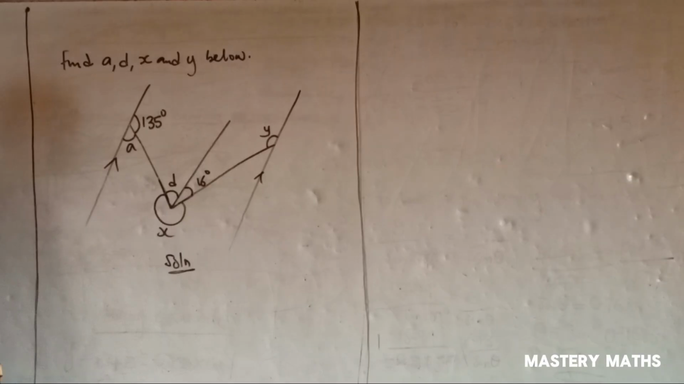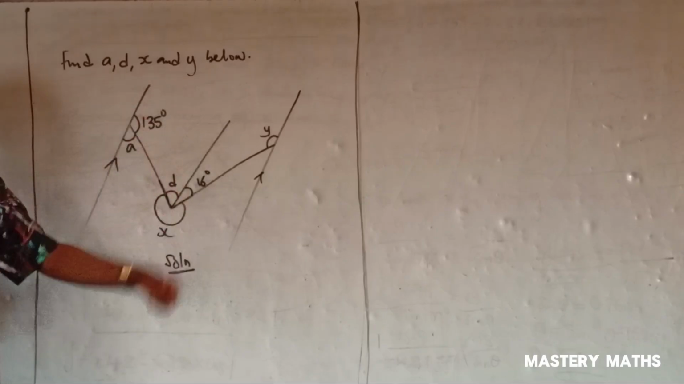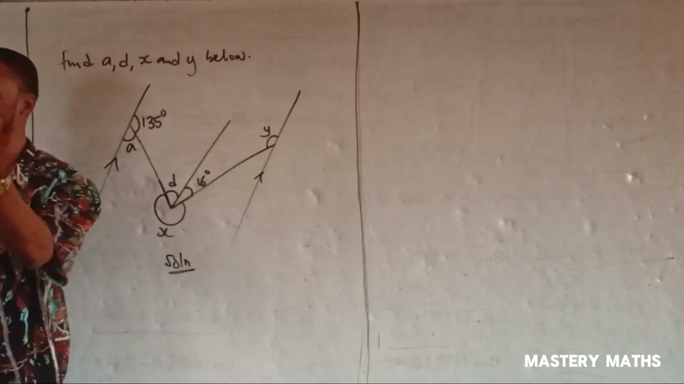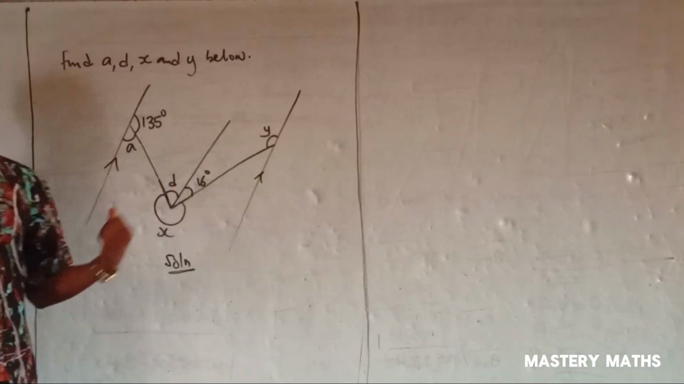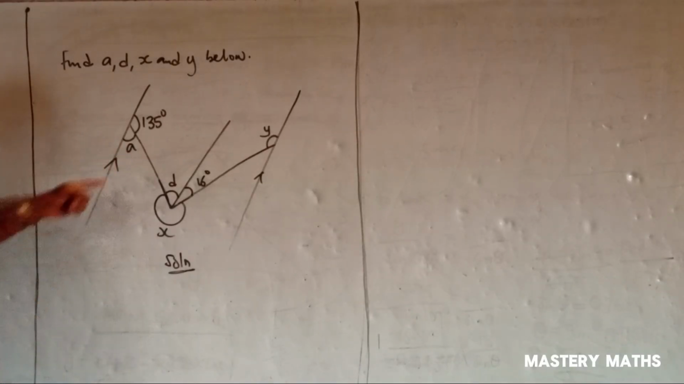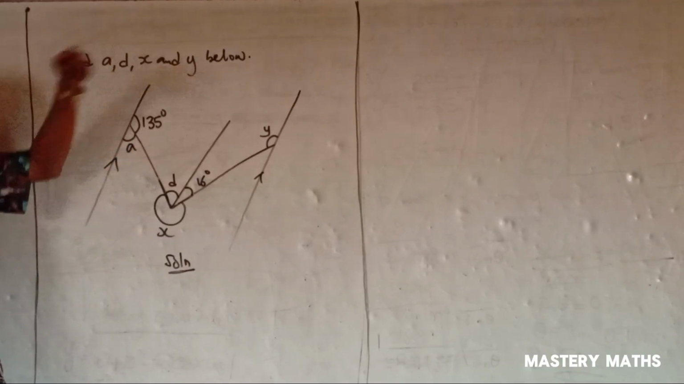Now first of all, they say find A, D, X and Y below. Now first, let's start with the A. It's very simple. Now let's go there. First, let's take the A. Now how do we get the A first? We need to tackle A before going to D, X and Y.